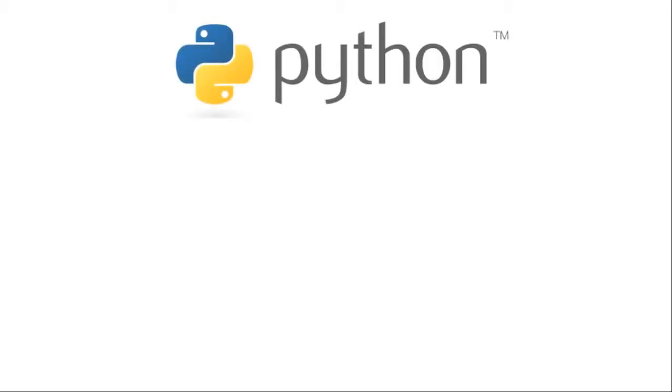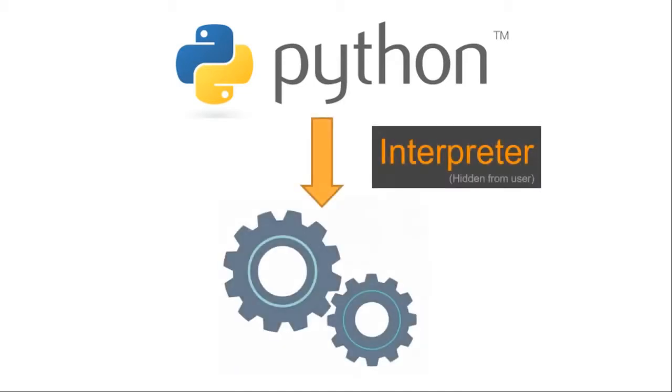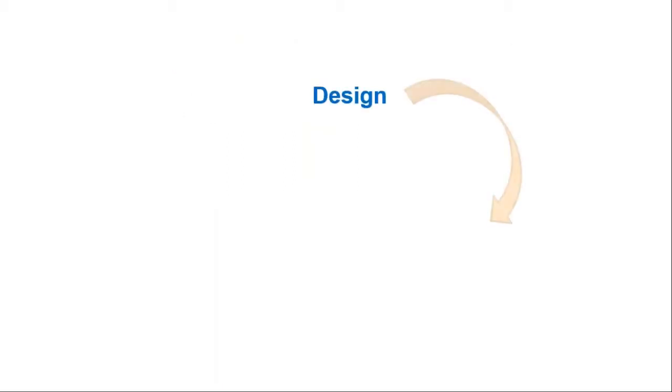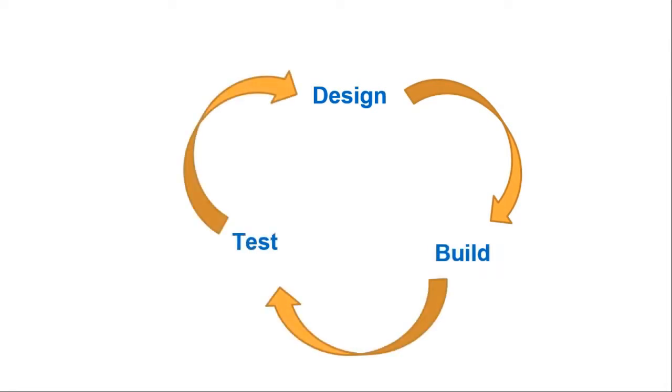For Python, being an interpreted language, .py files or Python scripts have to be processed by an interpreter. The interpreter reads your script, changes it to an intermediate representation, and then the Python virtual machine executes that directly. This makes the design cycle very fast, that is design, build and test.